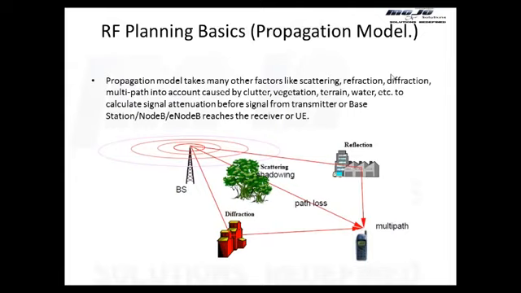So what is clutter? Clutter is basically the environment in which the signal is being transmitted and received. Is it an urban environment? Is it a suburban environment? Is it a rural environment? Is it a dense urban environment? These are the basic general classifications of clutter: urban, rural, suburban, dense urban.